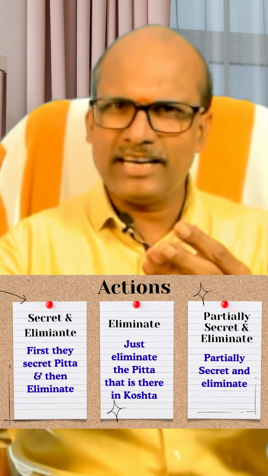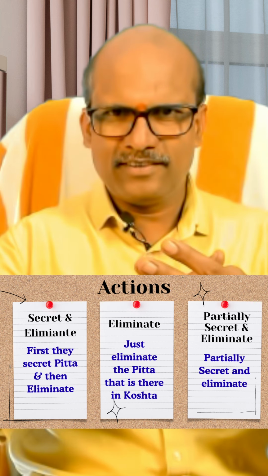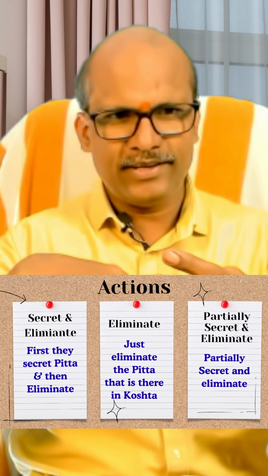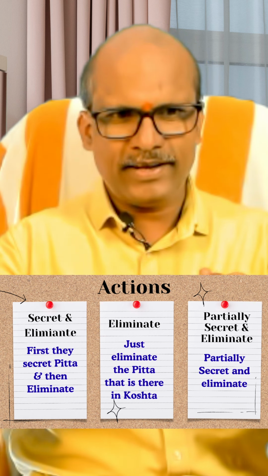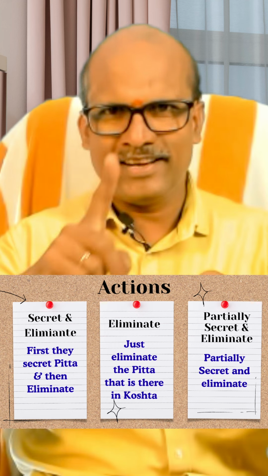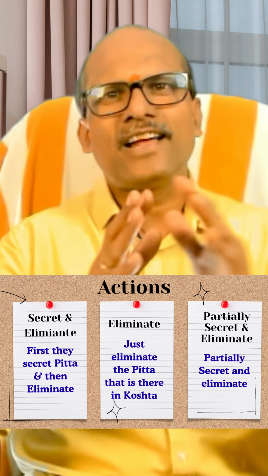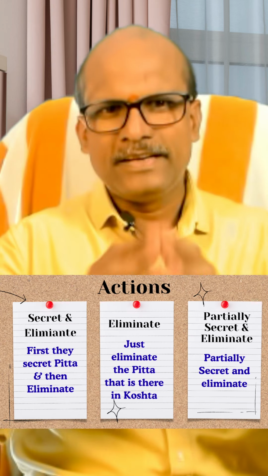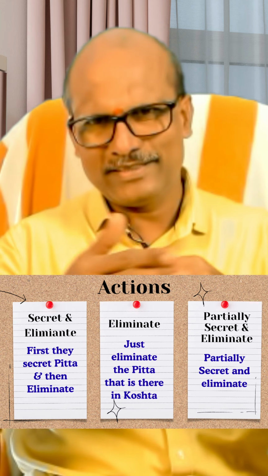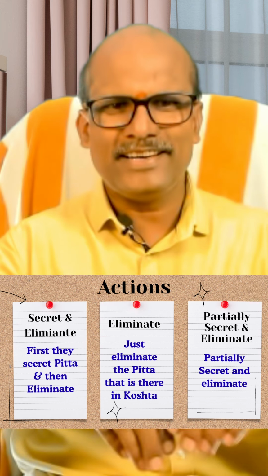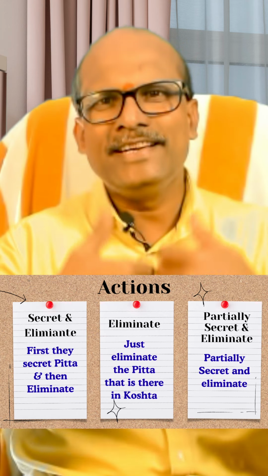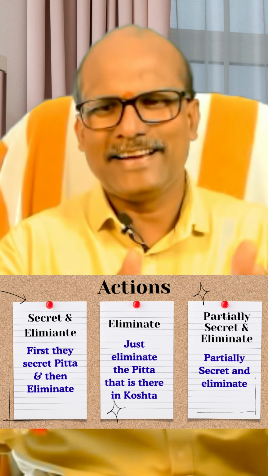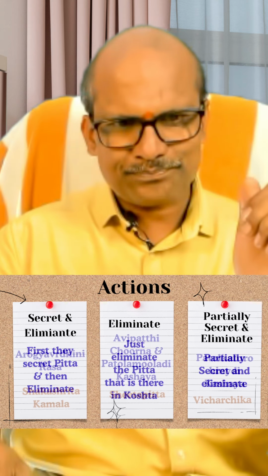One is secrete and eliminate. When Pitta is Ghana, hard, solid, it should be secreted, made into liquid, then brought to the Kosta and then eliminated. Secrete and eliminate. The second one: Drava Pitta is already there, so just eliminate it from the Kosta. The third one: partially we need to secrete, meaning the drug should secrete it partially and then eliminate, so that it eases the elimination. These are the actions required as per my understanding.